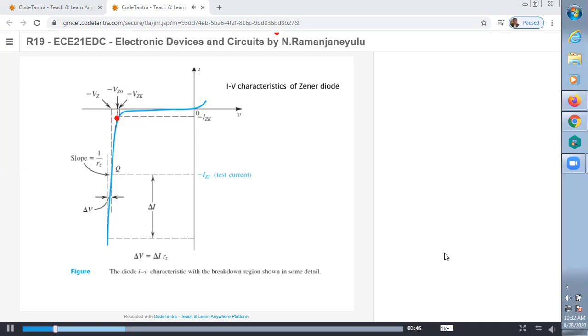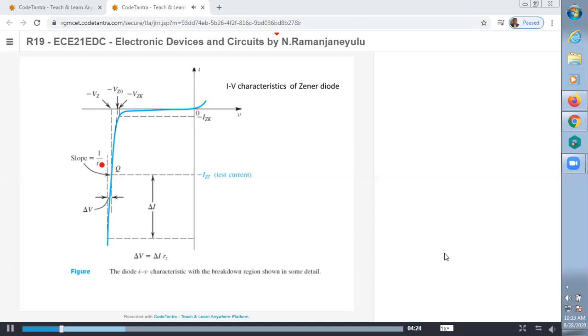Now, once the Zener enters into breakdown, the current increases continuously, right? Sharply it will increase. Suppose you want to measure the Zener current at a particular current. That current is called the test current, IZT, and the corresponding voltage is VZ, right? Observe here, IZT is the test current and the corresponding voltage is VZ, right?